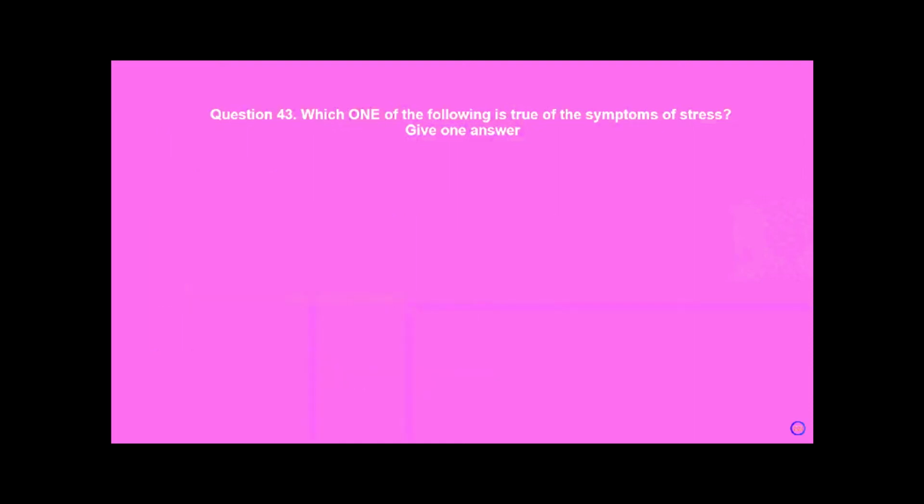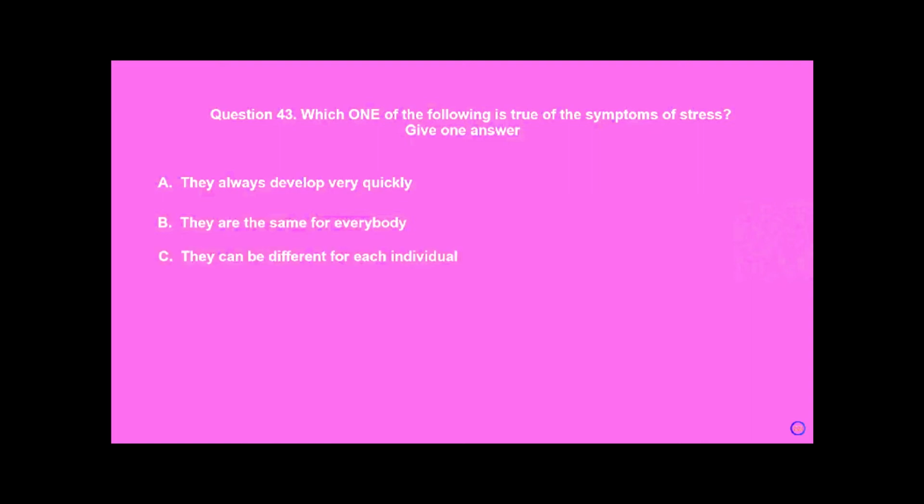Question 43. Which one of the following is true of the symptoms of stress? Give one answer. A. They always develop very quickly. B. They are the same for everybody. C. They can be different for each individual. D. They take a while to develop. The correct answer is C. They can be different for each individual.